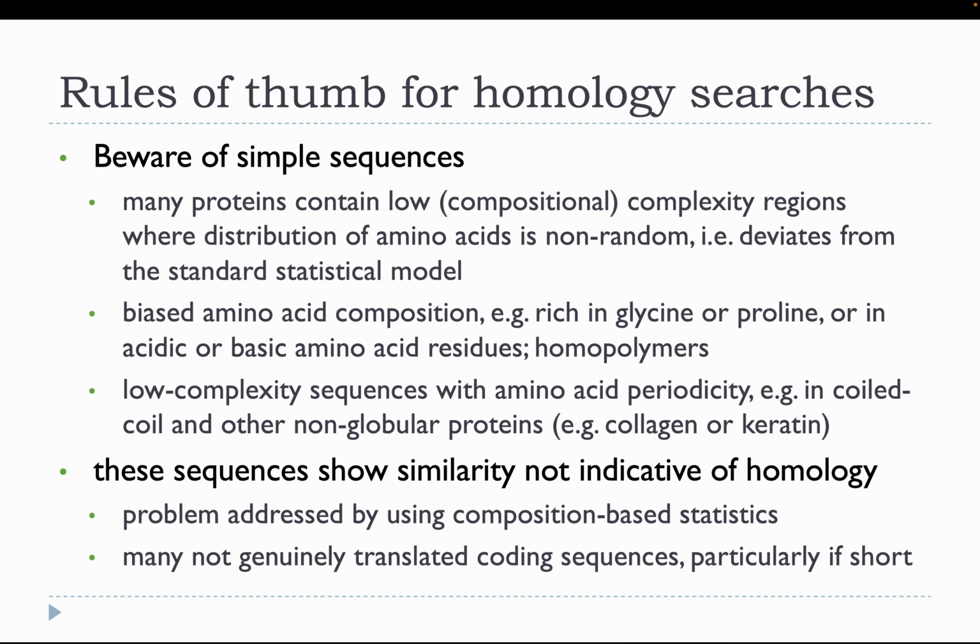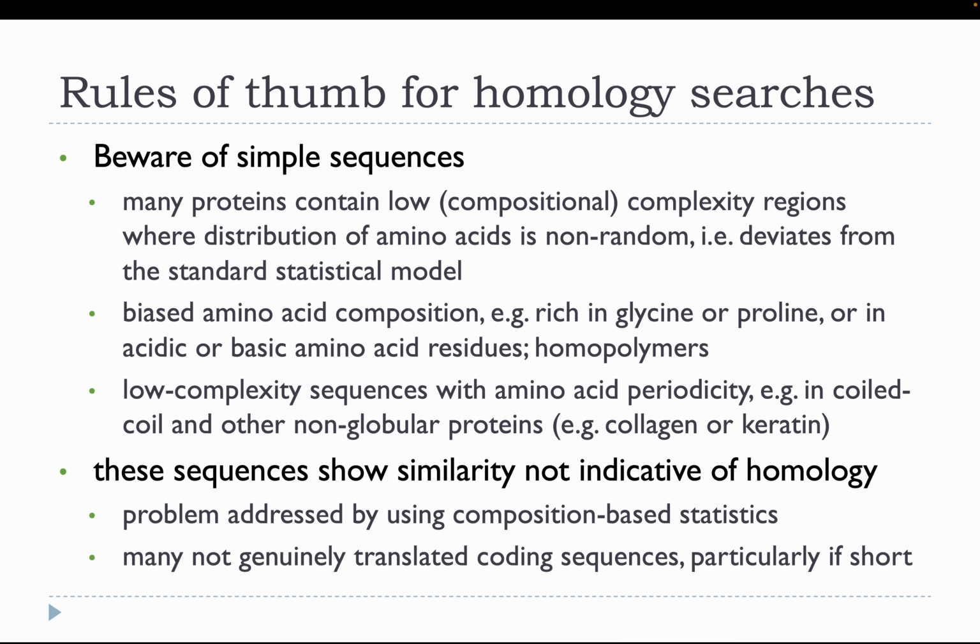But in evolutionary terms, the chance of coming up with 50 glycines in a row is actually quite substantial. It's possible for that to have arisen more than one time in evolution, which is what we call convergent evolution. There's no evidence that they're actually similar as a result of common evolutionary ancestry. So we get this problem where some of these sequences show similarity not indicative of homology.